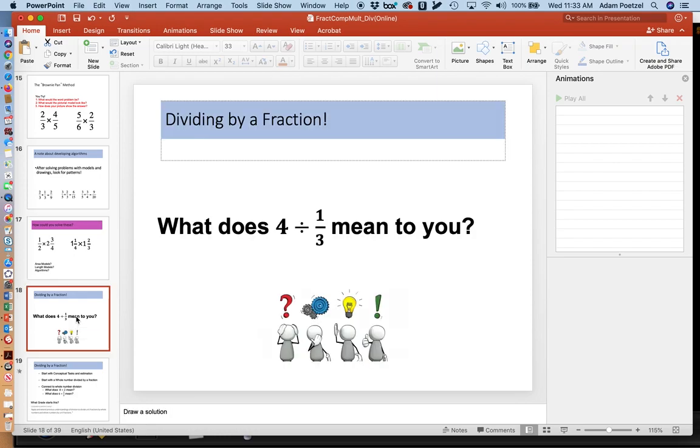And again, let's start with a whole number divided by a fraction. So for this one, what does that mean to you? Maybe stop for a second and think about that. What's a word problem that would make sense for 4 divided by 1/3? What would be a visual you could draw that would actually show what 4 divided by 1/3 means?